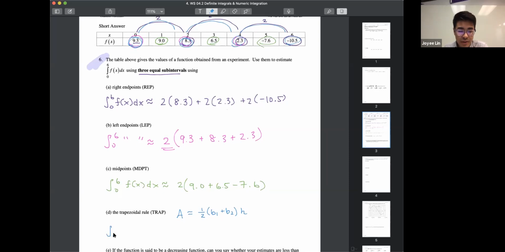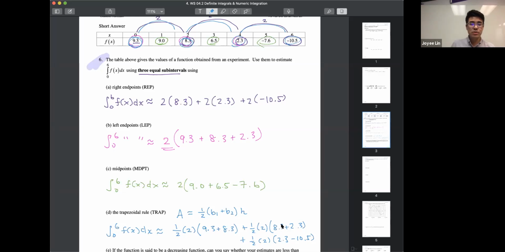So then the integral from 0 to 6 of f of x dx is going to approximately equal 1/2. I'm going to put the 2 for my height, and then I'm going to average my bases. Oh no, the 1/2 stands for the average. So 9.3 plus 8.3 plus 1/2 the width times 8.3 plus 2.3 plus 1/2 the width times 2.3 minus 10.5. Okay, so that's your trapezoidal rule approximation.